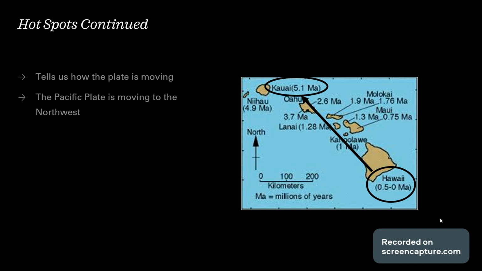So Kauai used to sit where Hawaii is, but it was moved to the northwest because of the convection in the asthenosphere, and now it no longer receives any magma from the hotspot.